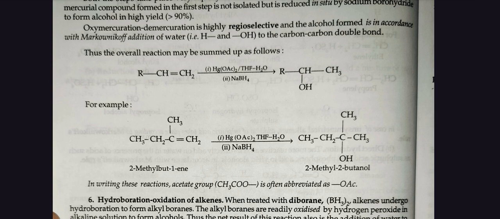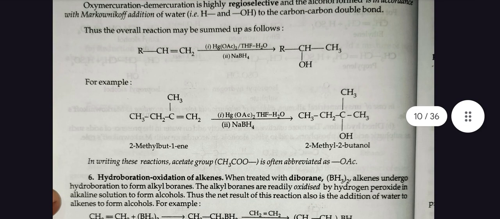Oxymercuration is highly regioselective, and the alcohol formed is in accordance with Markovnikov addition of water, H and OH, to the carbon-carbon double bond. Thus the overall reaction may be summed up as follows. For example, 2-methyl-1-butene in presence of Hg(OAc)2, THF, H2O, then NaBH4, gives 2-methyl-2-butanol.